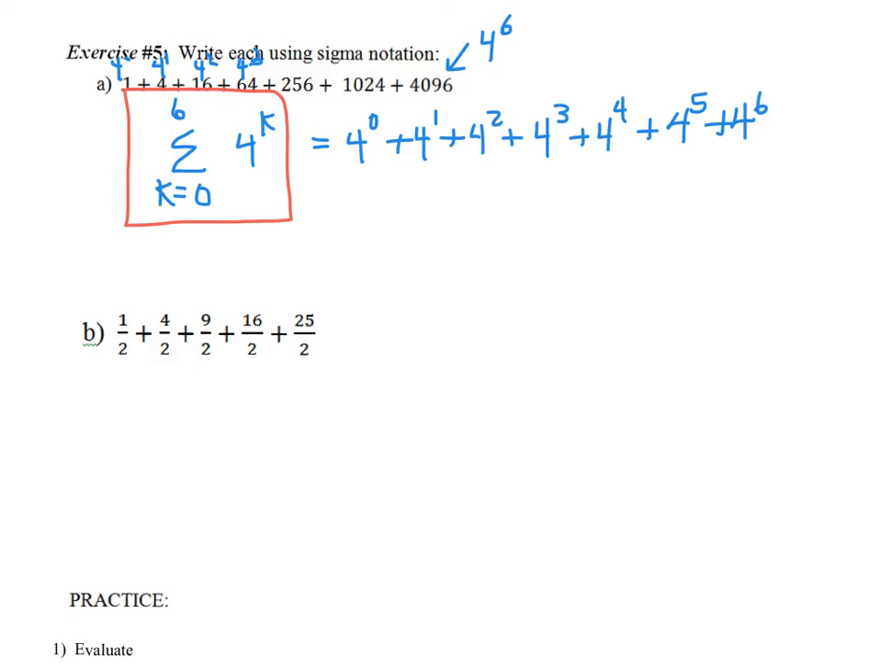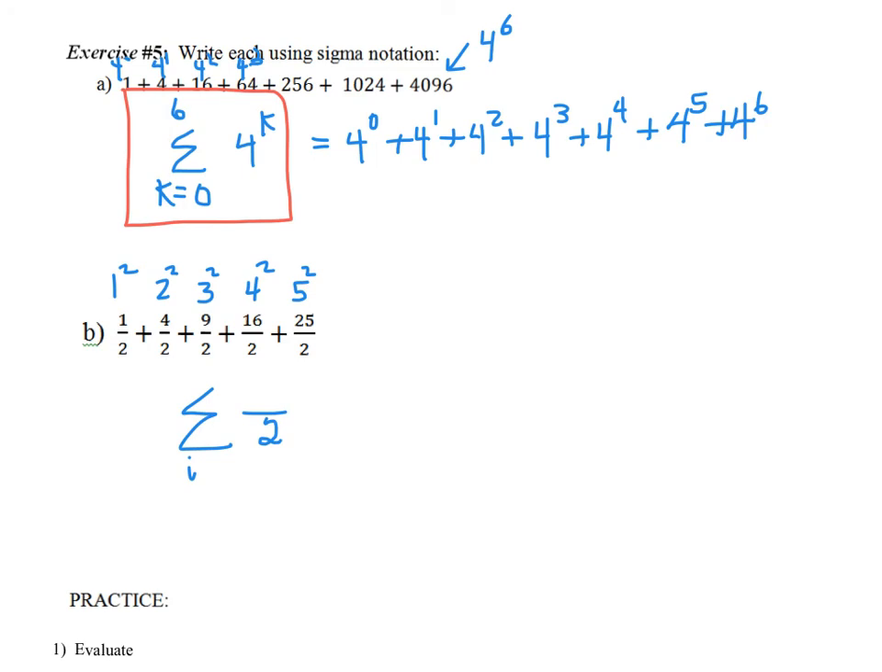Let's try B. So we're going to make a sigma. Let's try a different index. What if we call it I? So looking at the terms, I see that all of them are over the number 2. So I'm going to put that in my function. The top numbers, if you look carefully, notice that they're all perfect squares. So the first one would be 1 squared, then 2 squared, then 3 squared, 4 squared, and 5 squared.